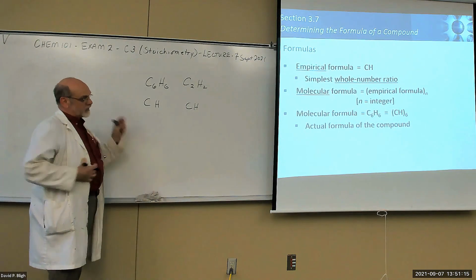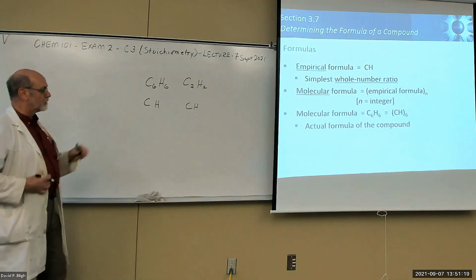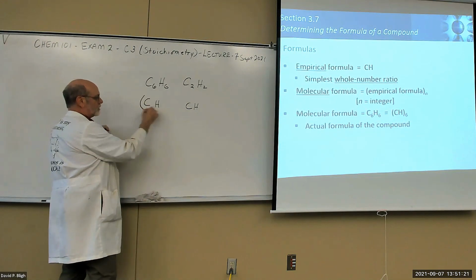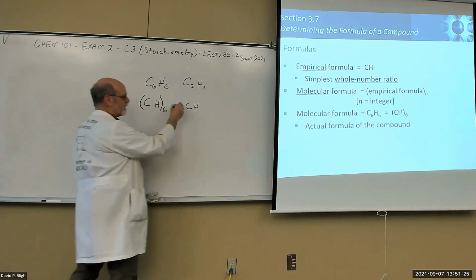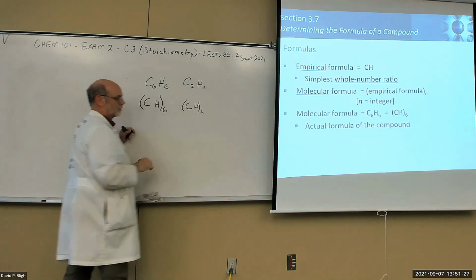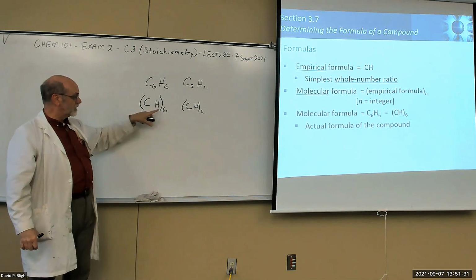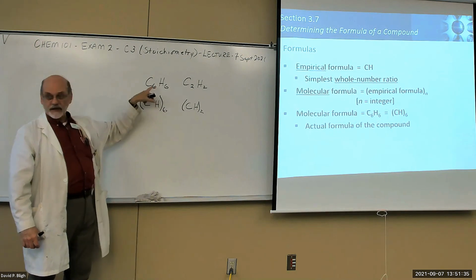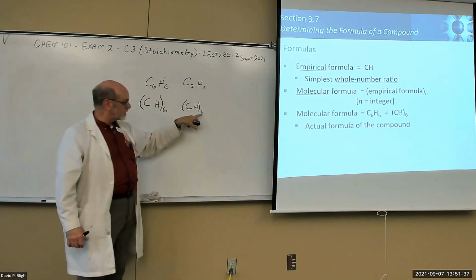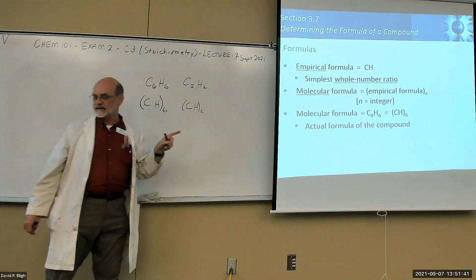Okay, so that's the empirical formula. Now, how do we get the molecular formula? Well, remember, the divisor here was 6, and the divisor here was 2. So if we propagate this back through, 6 times 1 is 6, and 6 times 1 is 6. That equals this. This one, 2 of these and 2 of those gives you that.